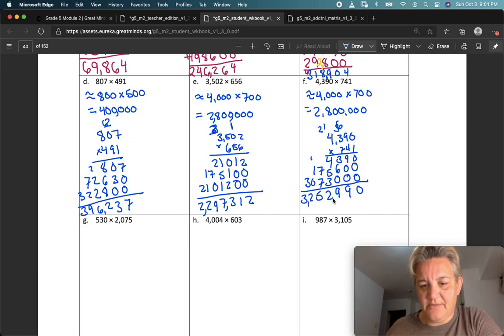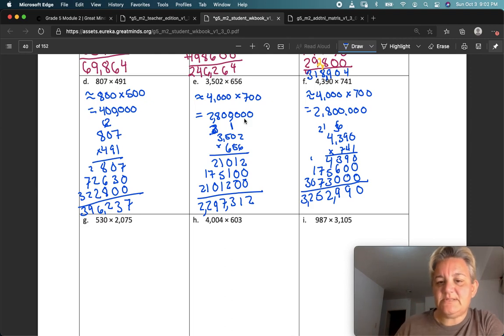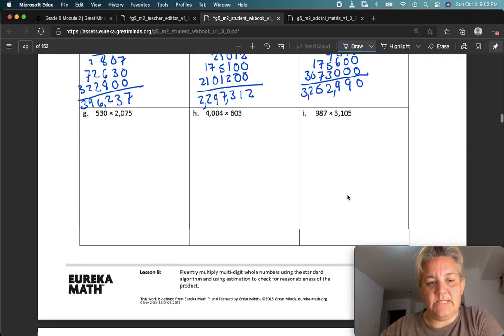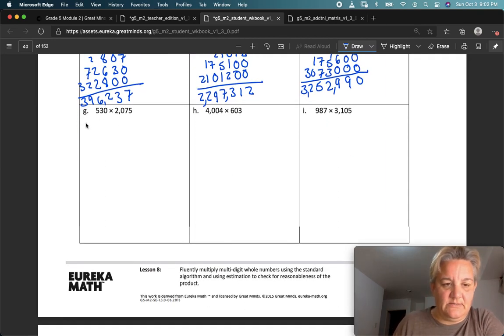Okay, so I got 3,252,990, which I knew was going to be more than 2.8 million. I knew it was going to be more than that because we rounded down. So that seems reasonable to me as well. Okay, next one.